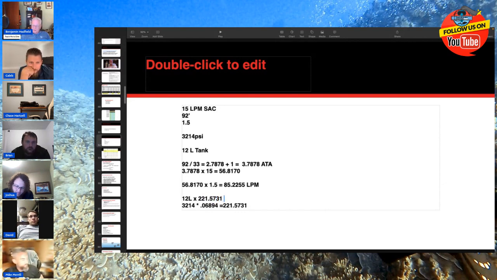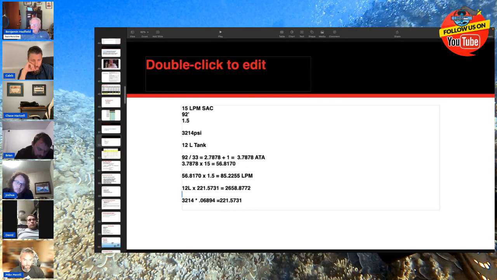21.5731 times 12 liters equals 2,658.8772. Well, that's how many liters we have in our tank. And you guys can always round. If you're going to round, I just round down, and I'm fine with that. I like to do it exact to the number. That's just me, though.